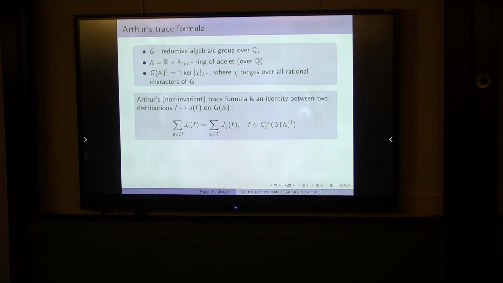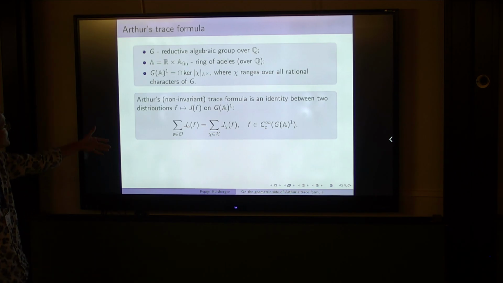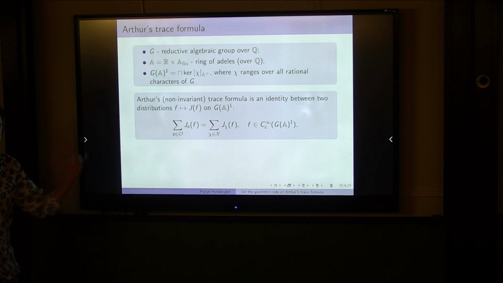Roughly speaking, Arthur's trace formula, or in this case the non-invariant trace formula, is an identity between two distributions. The left-hand side is what people refer to as the geometric side of Arthur's trace formula, and the right-hand side is what people refer to as the spectral side. I would like to focus on the left-hand side, the geometric side.